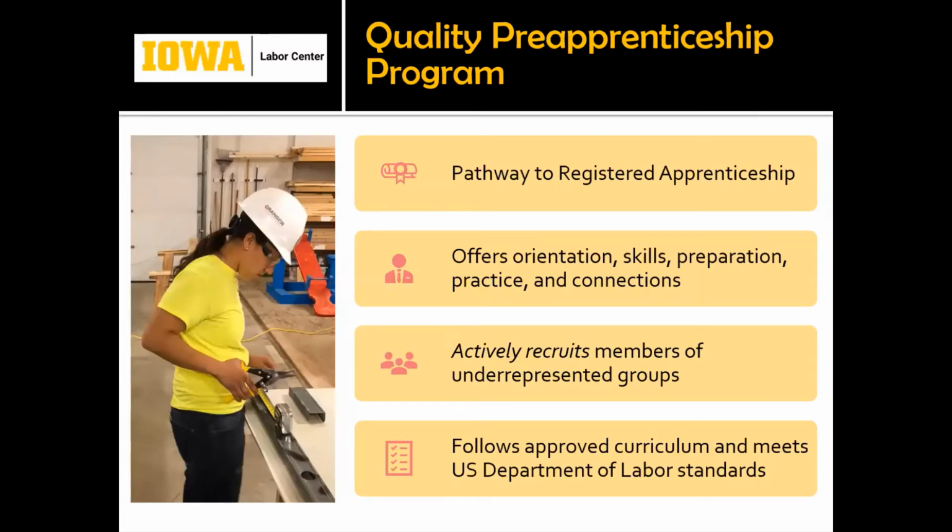So our pre-apprenticeship program, we are recognized by the Department of Labor as a quality pre-apprenticeship program, which means our program has already developed and shown that we're meeting certain standards. We offer orientation, skills, preparation, and connections. As I said, part of what we're trying to do is help people with some of the relationships that it often takes to be a successful applicant in some trades. And we are actively recruiting members of underrepresented groups. That's one of our primary goals.